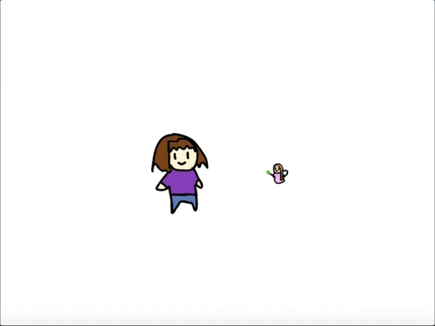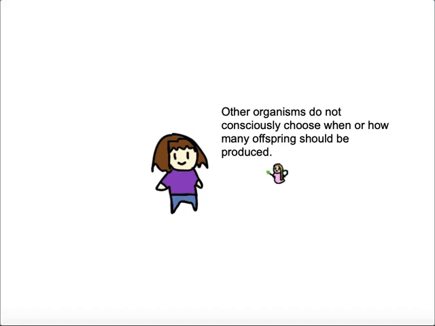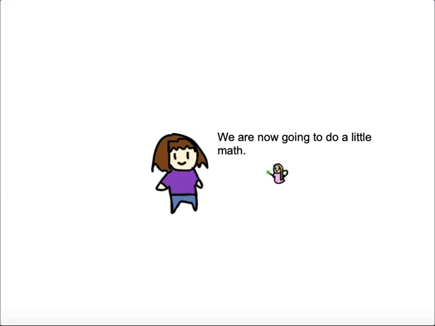What about humans? Humans are an exception to all this, since they have adapted a very different lifestyle. Other organisms do not consciously choose when or how many offspring should be produced. We are now going to do a little math. Oh no, oh yes. The exponential model is a concept that describes population growth in an unlimited environment.